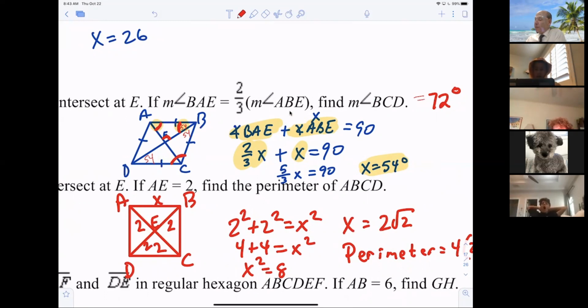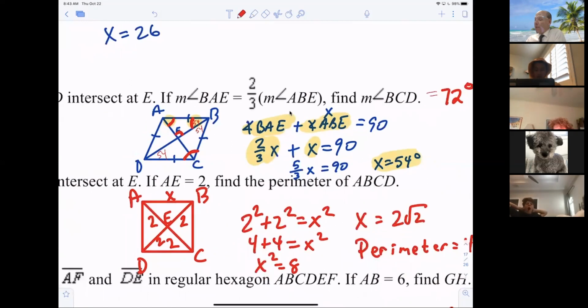So X represents ABE, right? So that's 54, right? Which means this angle right here is how much? Good, 54. Right? You agree with that or not? Right, so that's 108.